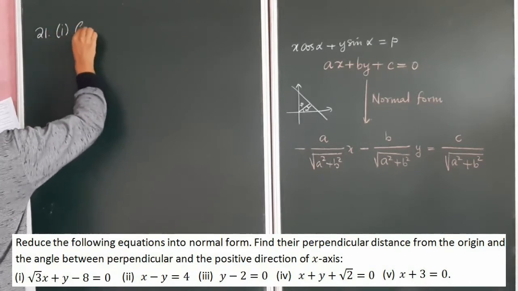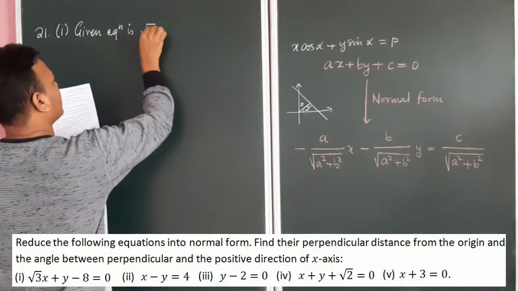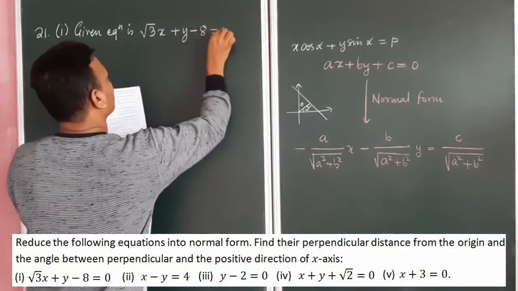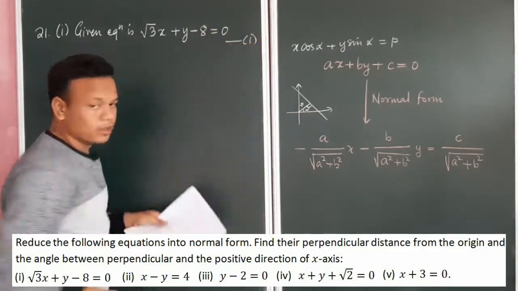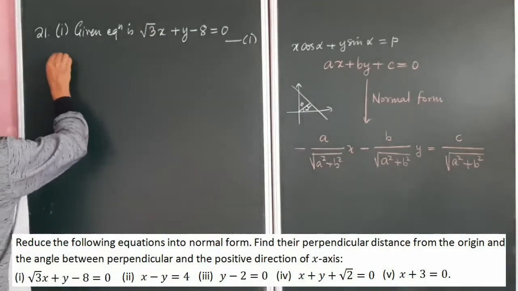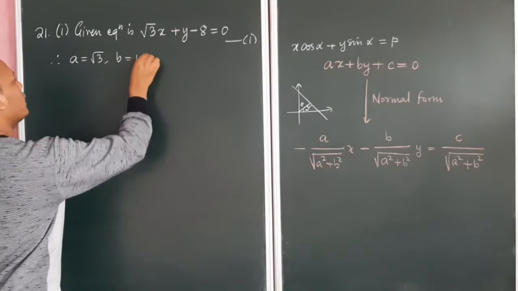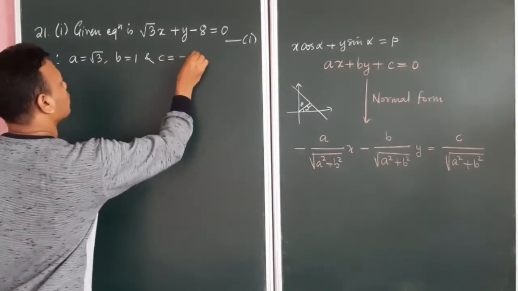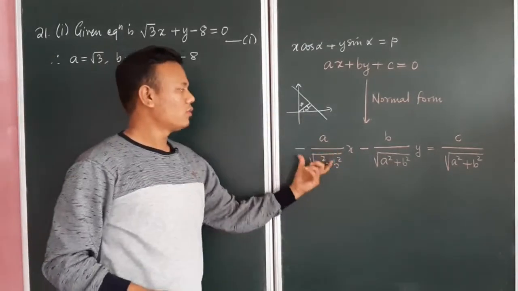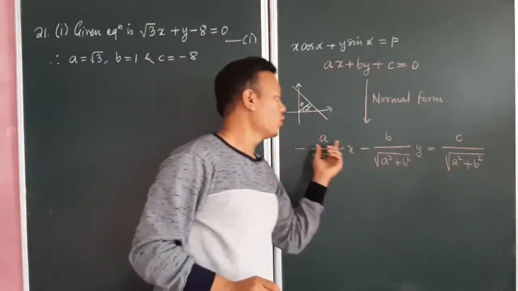The given equation is root 3 x plus y minus 8 equals 0. Let me call this equation 1. Clearly we have a equals root 3, b equals 1, and c equals minus 8. As I said, the normal form looks somewhat like this. So first we will calculate what is common to all the terms.